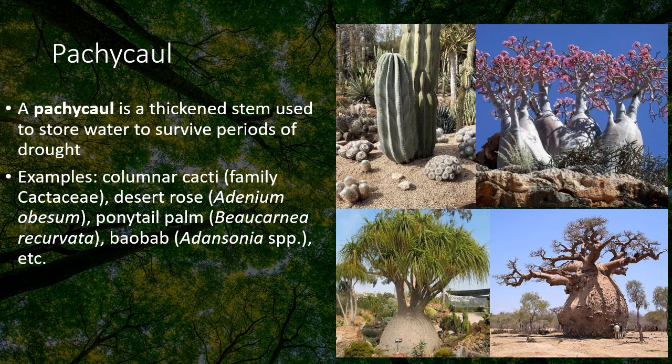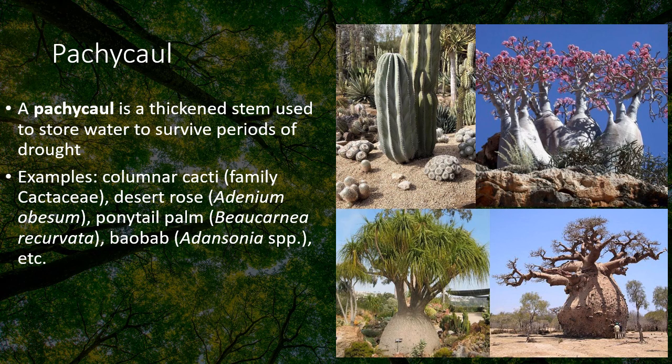And then our last type of modified stem that we'll discuss today are pachycauls. Pachycaulous plants have thickened stems which are used to store water to survive periods of drought. A really familiar example should be the columnar cacti, which are in the family Cactaceae. There are some euphorbia species which also have this type of pleated pachycaulous stem.